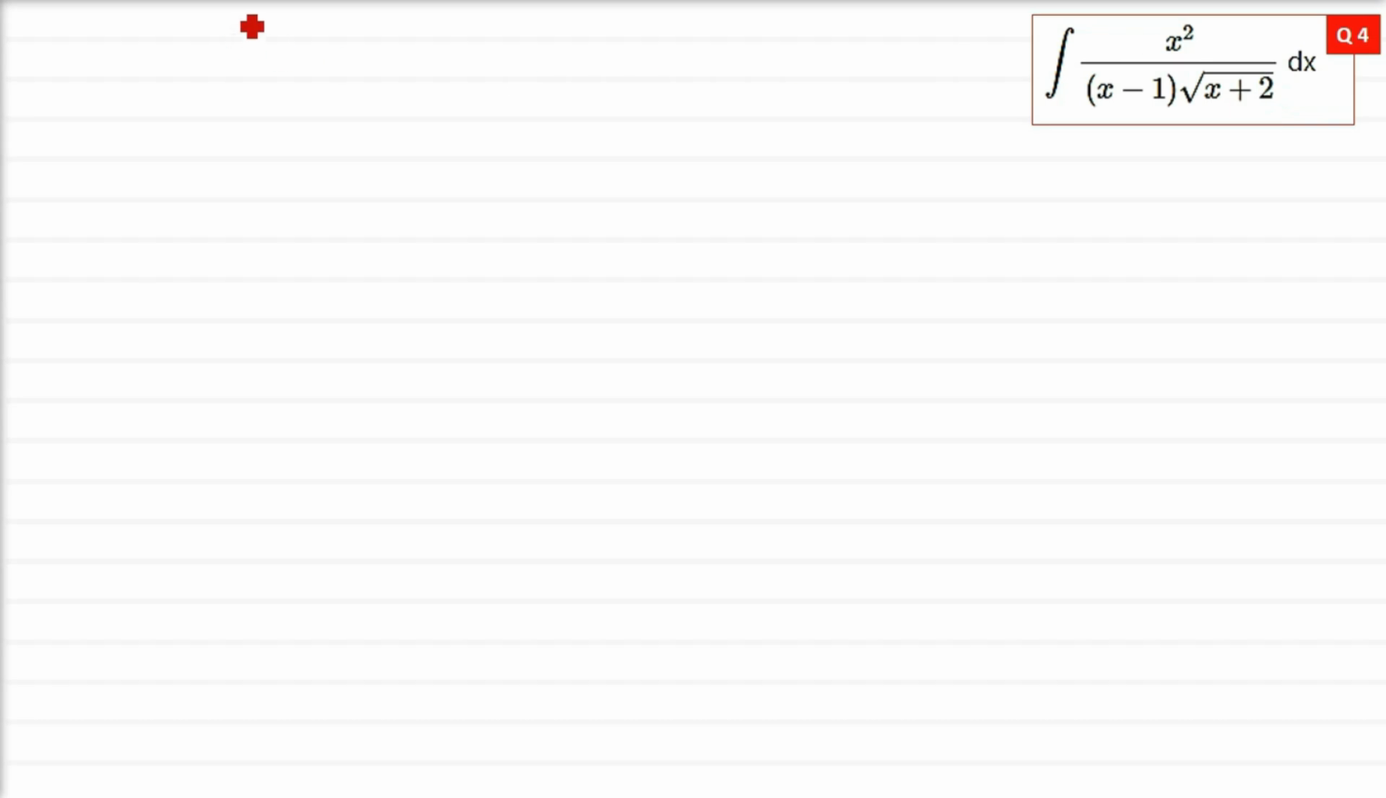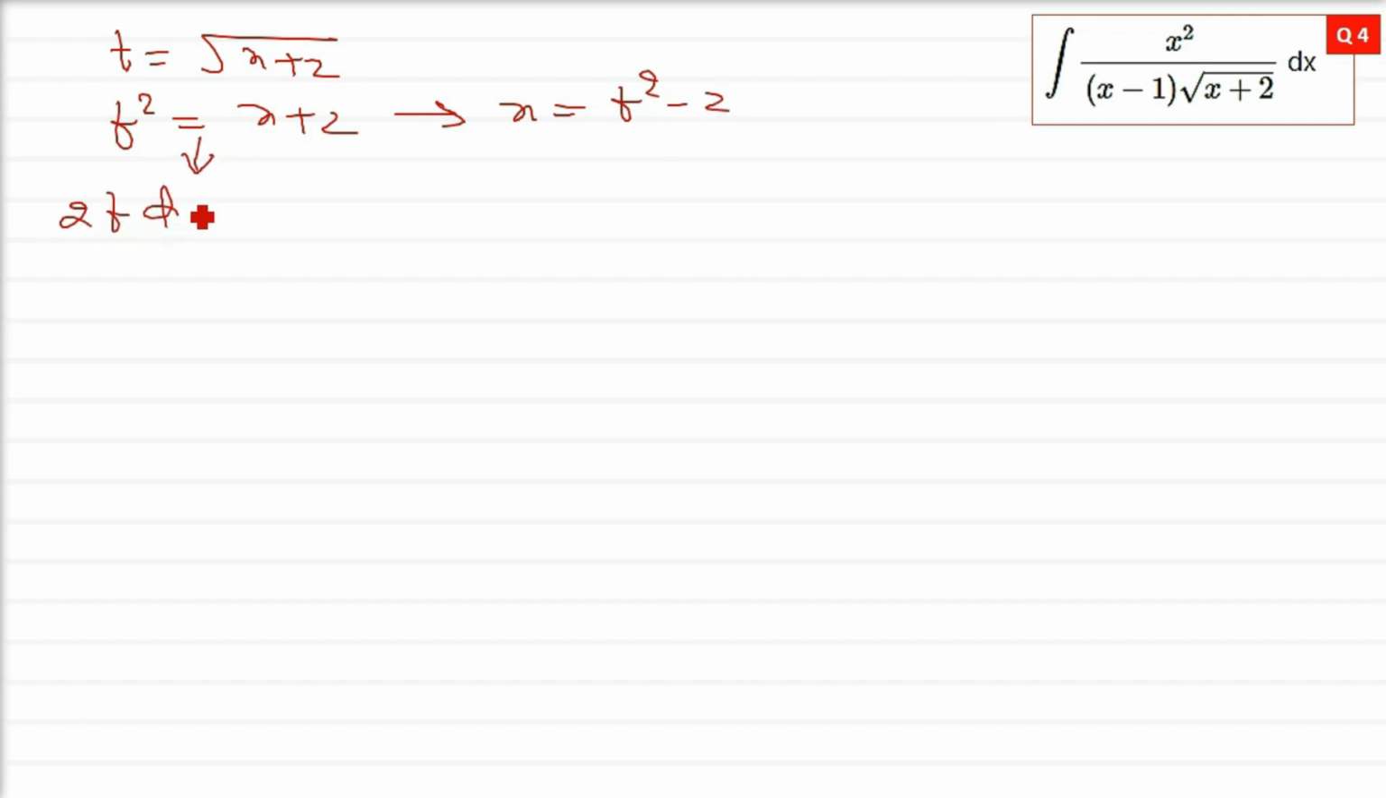We need to change this under root x plus 2, or remove the under root. For that, we can have t as under root x plus 2. This t square will be x plus 2. x will become t square minus 2. Now let's differentiate both the sides.